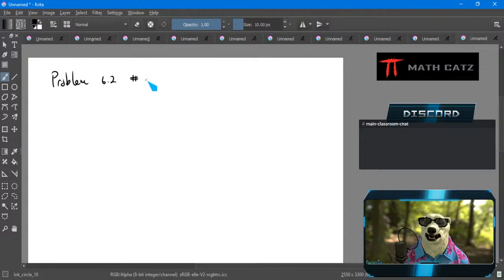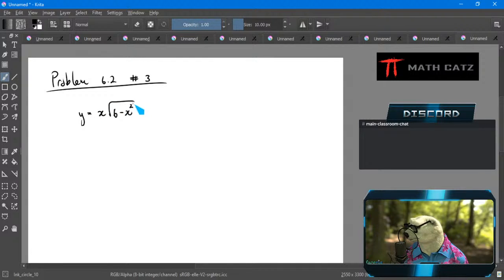Let's try number 3. We might as well see things in combination, properties in combination. While I think someone's typing, I'm just going to copy this down: 6 minus x squared. Make sure you have your square root covering everything it should. I see someone's typing. It might take a while. We can always just stop as we go. All right.